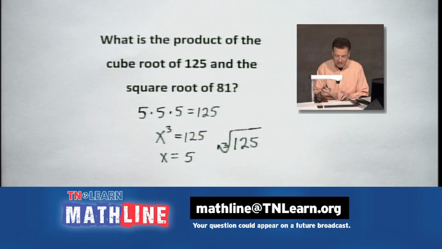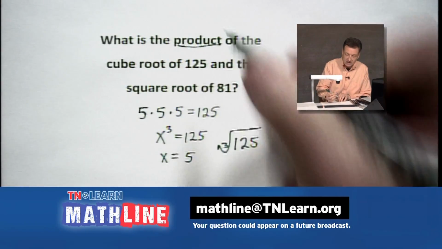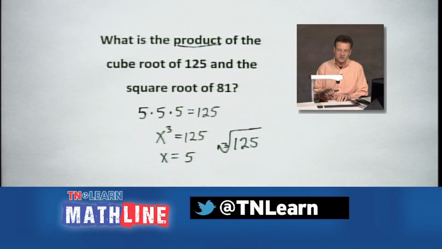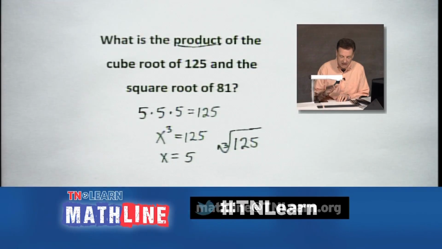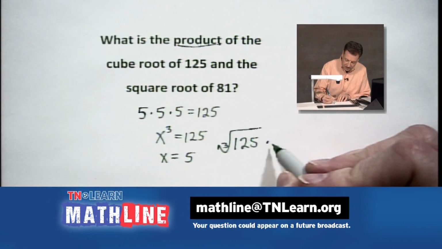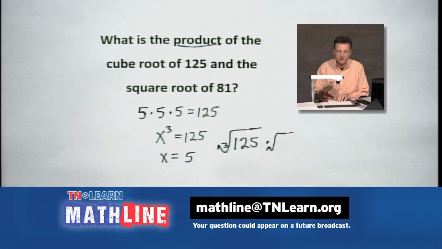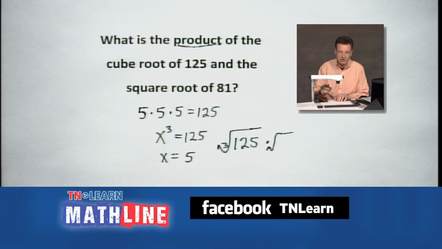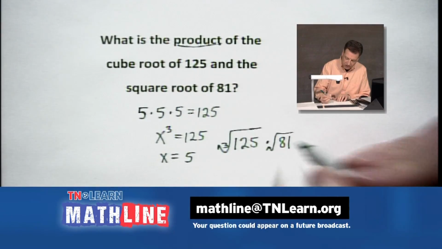Now, it says find the product. Product tells me and tells you we're going to be multiplying. That's right, we're going to be multiplying. So what are we going to multiply by? The square root, and notice I've got the little square root symbol, but I don't need to put a 2 there. It's understood. If we don't put a 2 in there, it's going to be a square root. And then we'll put our 81 right there.